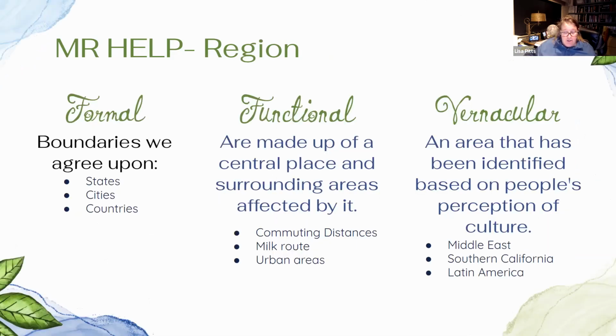The next theme of geography is region, and there are 3 different types of regions. There are formal regions, which are boundaries that we agree upon, like a state or a country. There are functional regions. They're made up of a central place and all of the areas that are surrounded by it. So back in the old days, it would be like a milk route or an urban area, or the T-Mobile coverage area.